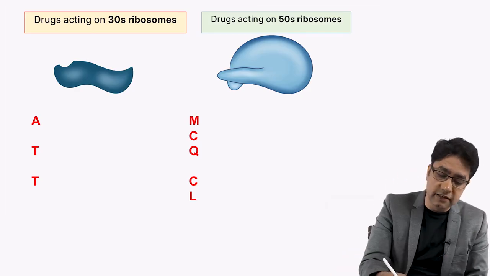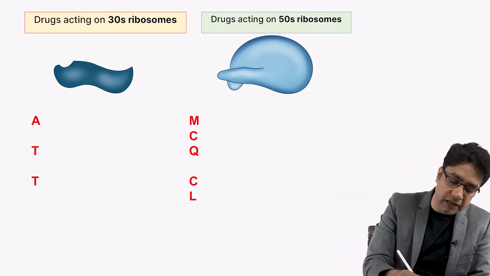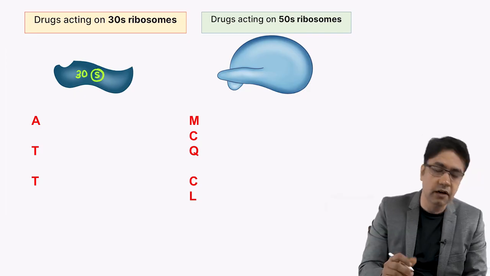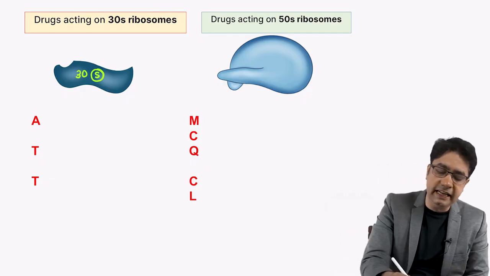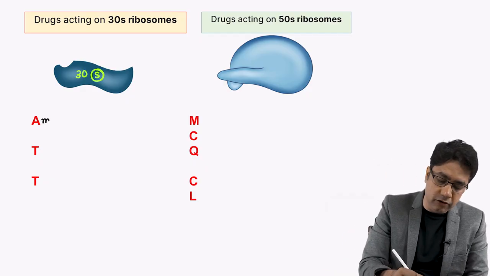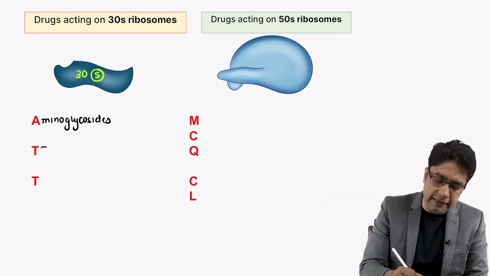Can you answer which antimicrobials were acting on the smaller subunit, that is 30S? Remember only three. ATT. A for aminoglycosides. They were inhibiting multiple steps. T for tetracycline.